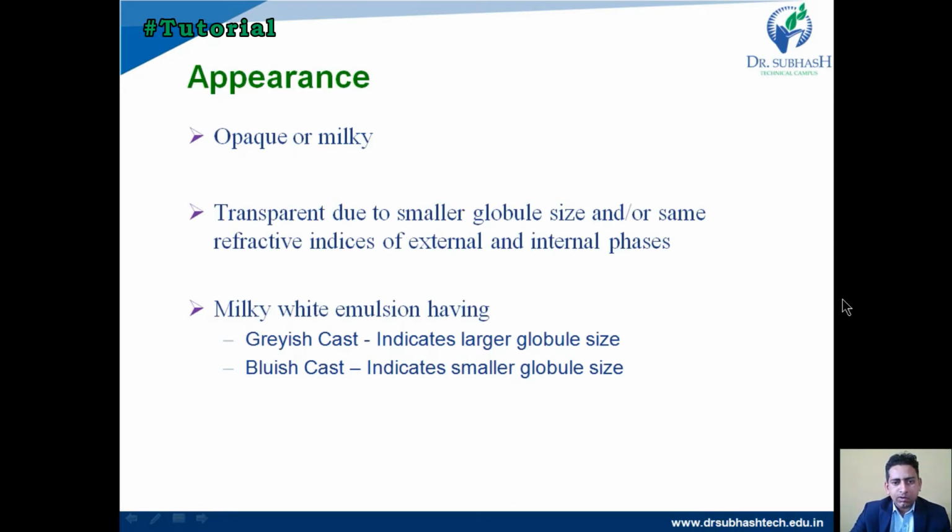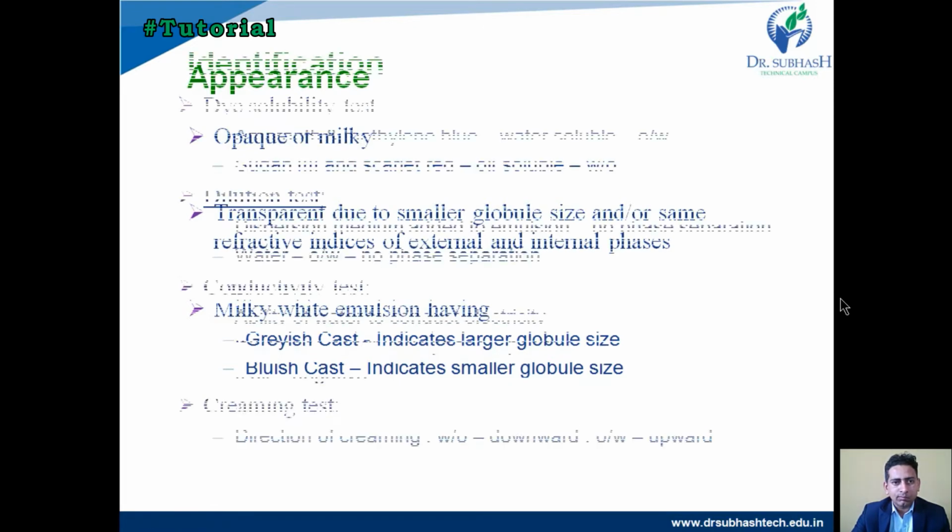Milky white emulsion has two types of shade. One is the grayish cast and another is bluish. Grayish cast indicates larger globule size, and bluish cast indicates smaller globule size.